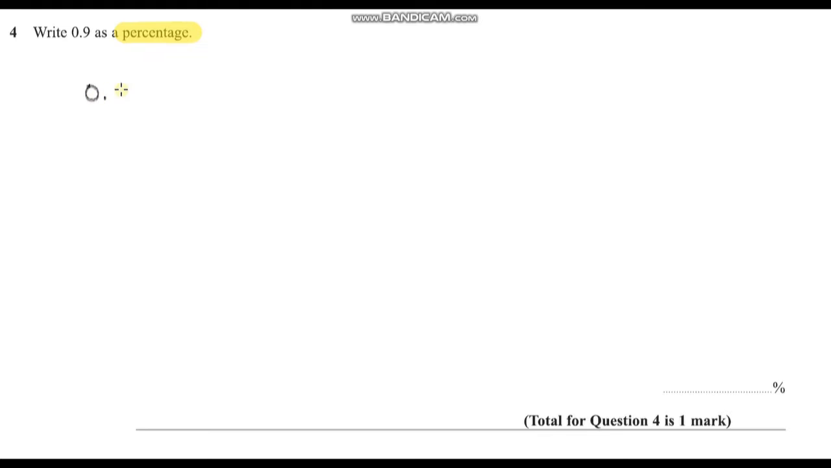So we just need to multiply our decimal by 100. So we're going to do 0.9 times 100. And again, every time we multiply by 10, we move the decimal point 1 to the right. So if we multiply it by 10, that becomes 9. If we multiply it by another 10, that becomes 90. So our answer is 90. So that is 90%. So we just write 90 in here because the percentage symbol is already given to us.